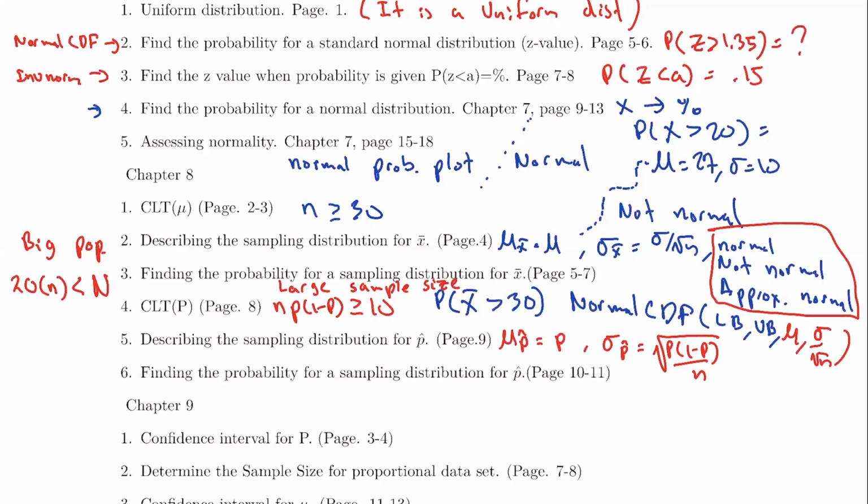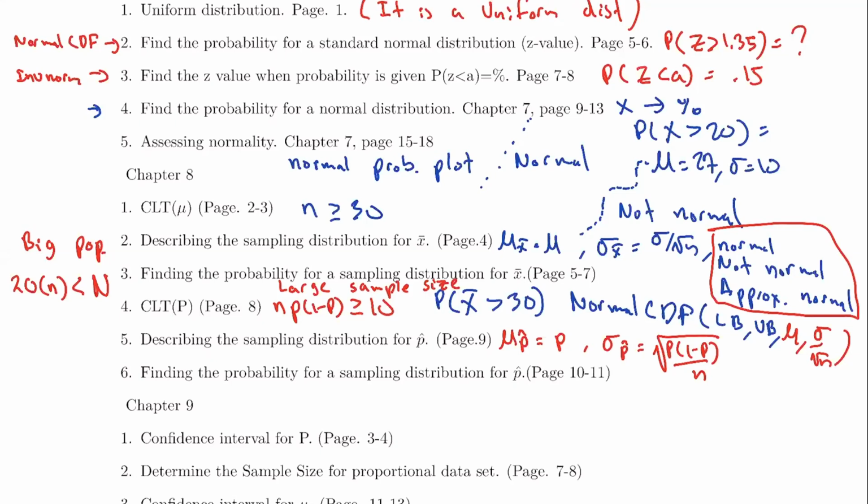So if I say describe the sampling distribution and it's for a proportional data set, that means you want to give me mu of p hat, sigma of p hat, and you just tell me if it's normal, non-normal, or approximately normal. So that's topic number 5 for chapter 8. Any question in regards to topic number 5?